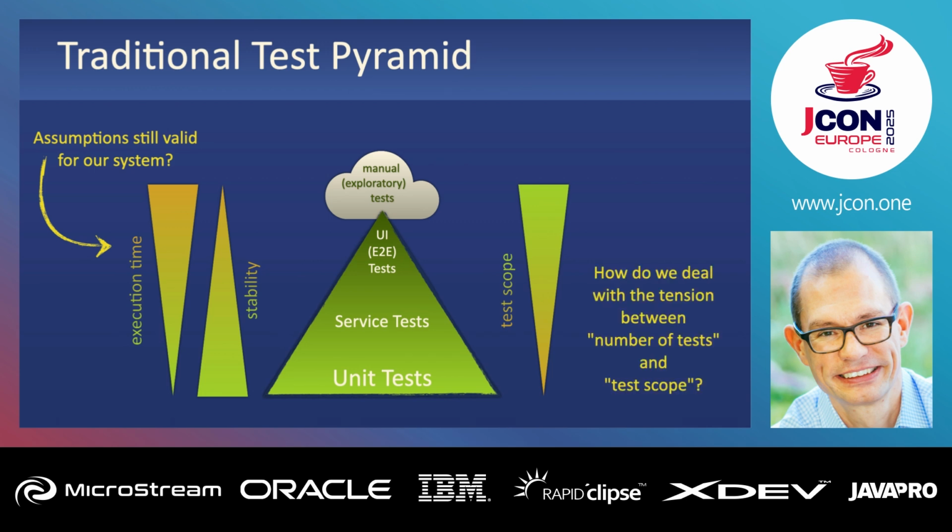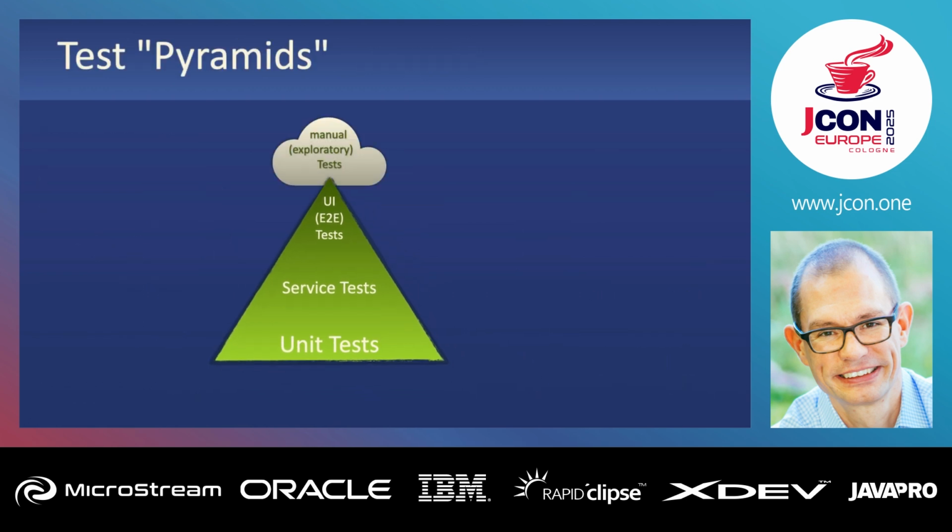So how do we deal with the tension between the number of tests and the test scope? This is hard to answer, but we can lead teams to answer the questions if we ask them those questions. We don't need to solve them ourselves, but we can ask the teams how they would solve them. So this pyramid is meaningful in some context. Let's see what other test pyramids we have in which contexts.